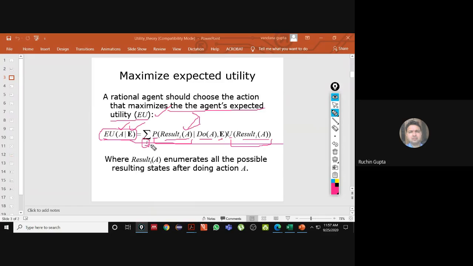If there are different actions which are supposed to be performed by the agent, the agent will calculate the expected utility of each particular action, and then select the action corresponding to the maximum expected utility. So Result i of A means all the possible states which can result after taking the action A by the agent.